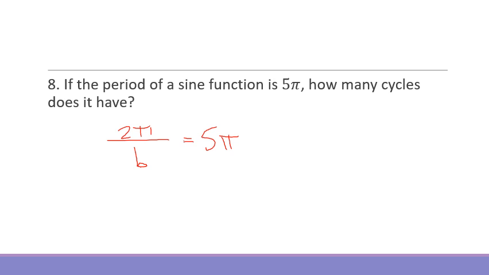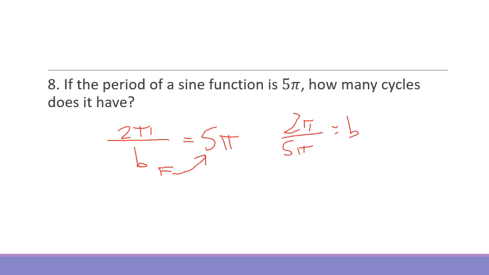So I can set this up. Okay, now if you ever are trying to solve a fraction like this with your variable in the denominator, you can just switch the places of those two. You can do 2 pi over 5 pi equals b.